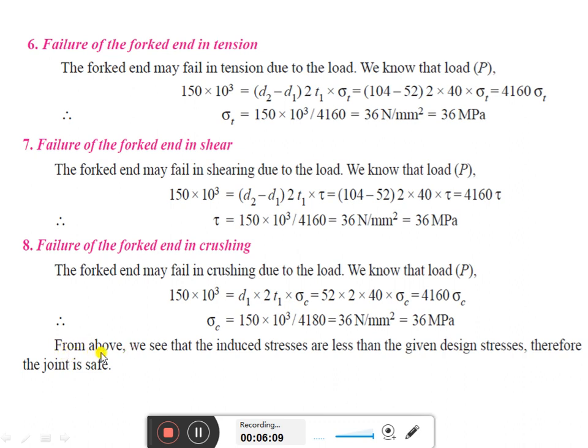So from the above we see that the induced stresses are less than the given design stresses, therefore the joint is safe. Whatever values we found from the procedure are less than the given permissible stresses, so the design is safe.